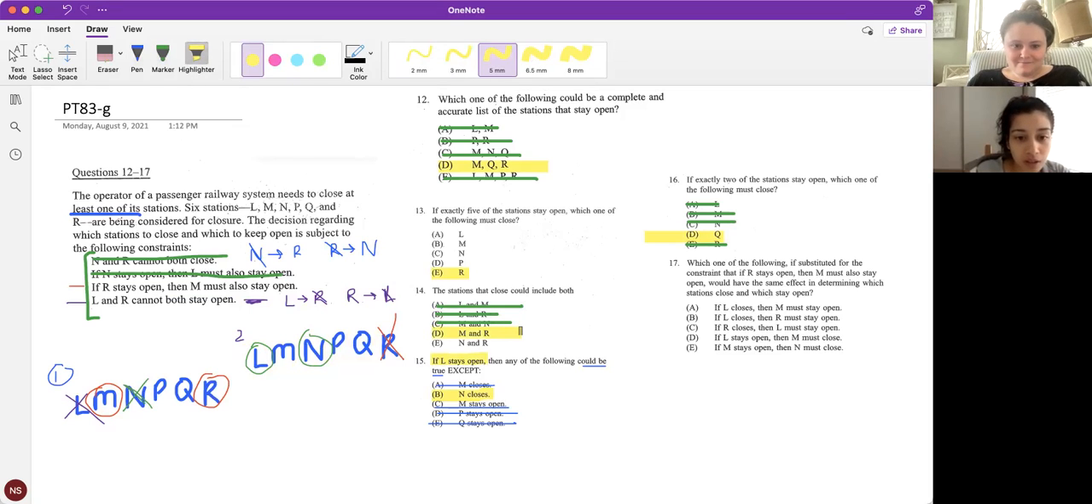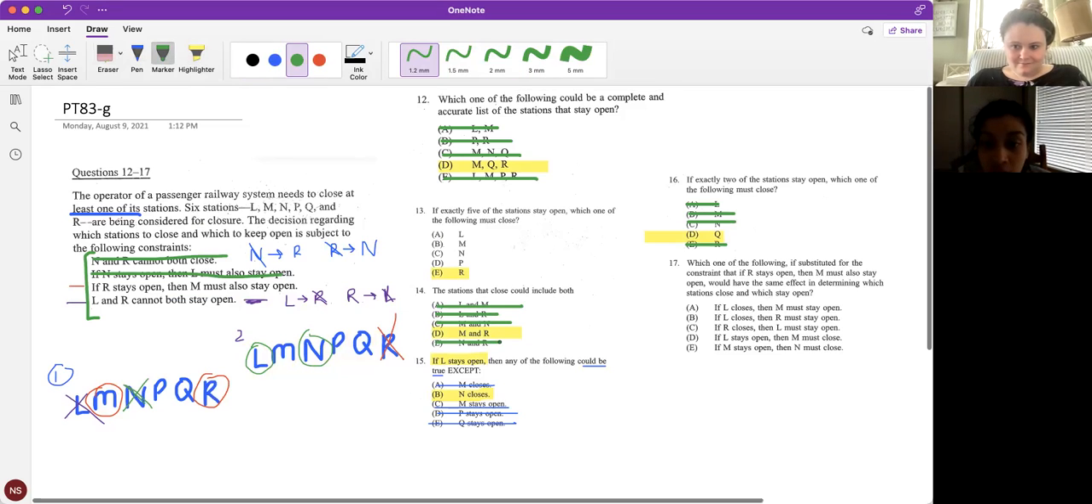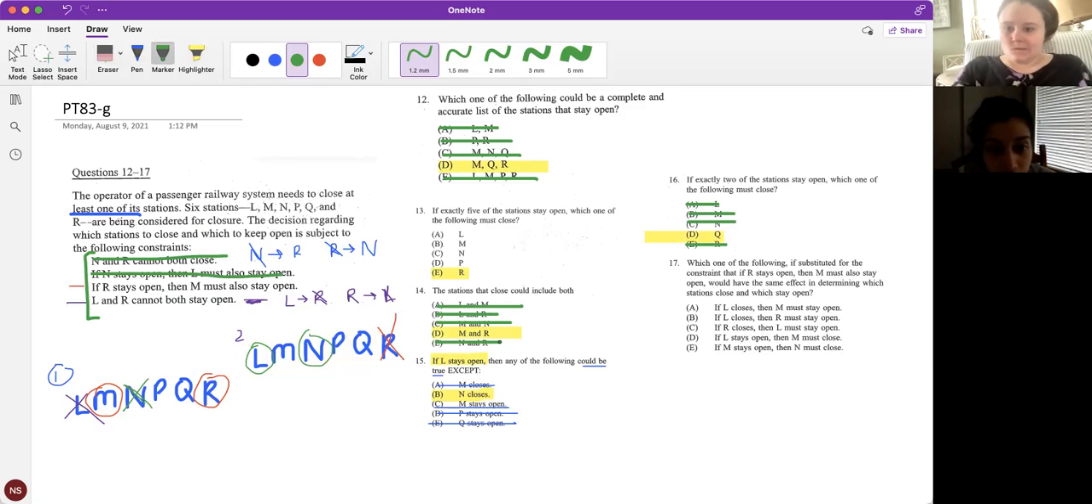And then what about E? E. Which one of the following, if substituted for the constraint that if R stays open, M must also stay open?